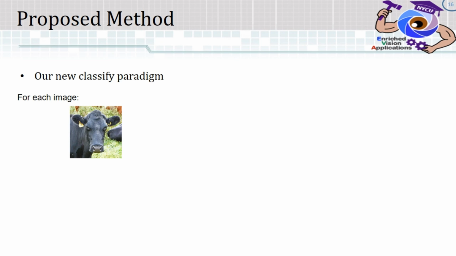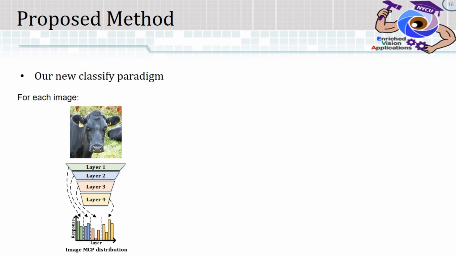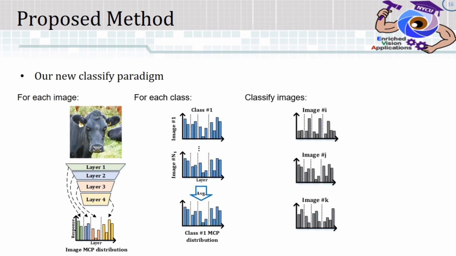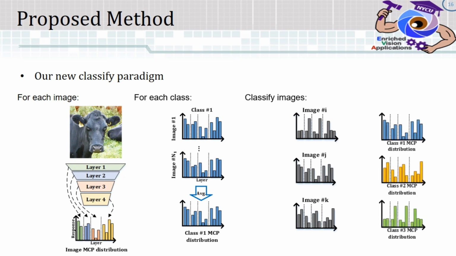Finally, we will introduce our new classification paradigm for MCPNet. For each image, MCPNet will create a specific MCP distribution. Next, for each class, the class MCP distribution is calculated by averaging the MCP distributions belonging to the corresponding class. Finally, we classify the image by a distribution matching mechanism, which uses Jensen-Shannon divergence to calculate the distance.